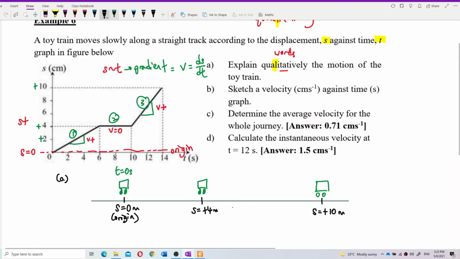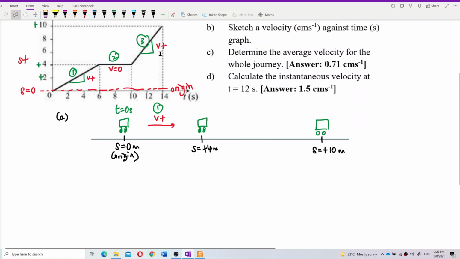So the velocity is positive, which means moving to the right. Moving to the right at constant velocity. This is for the first stage. Okay, this is for the first stage, and maybe I can write it out.